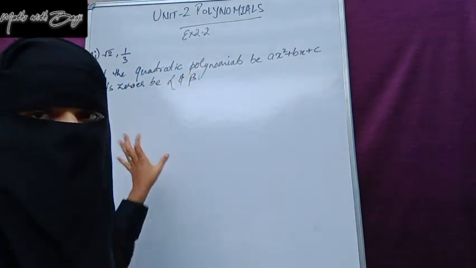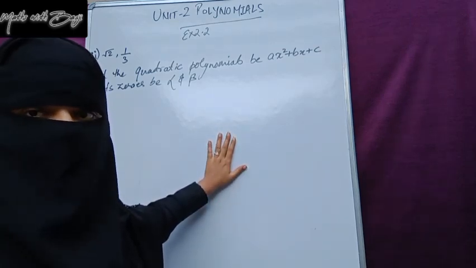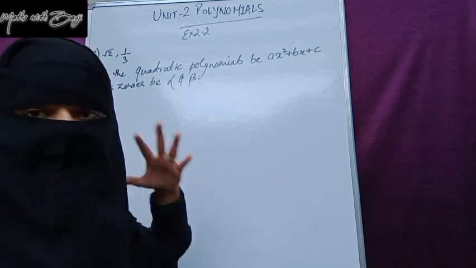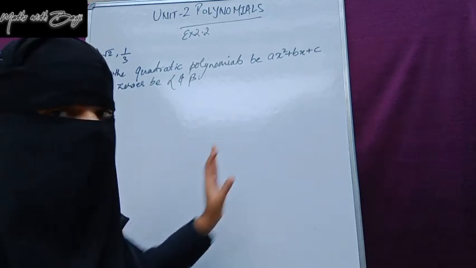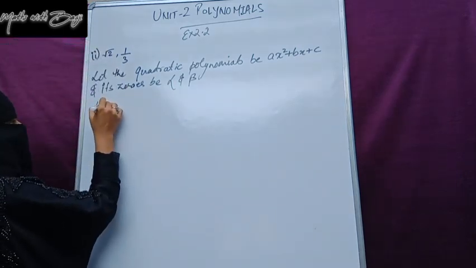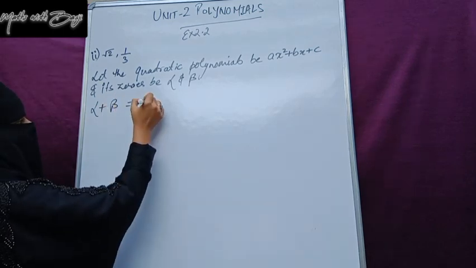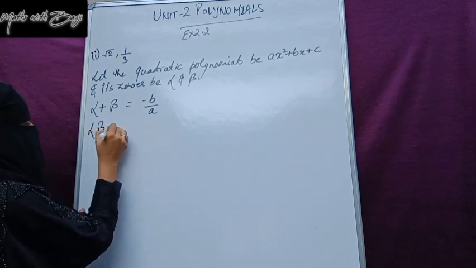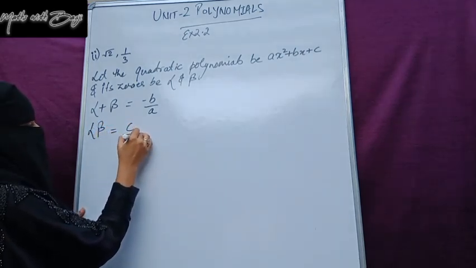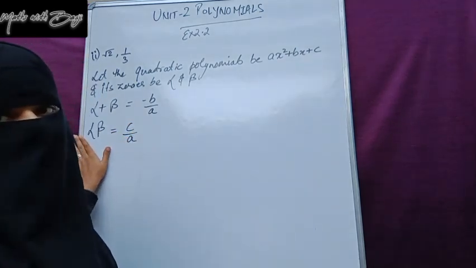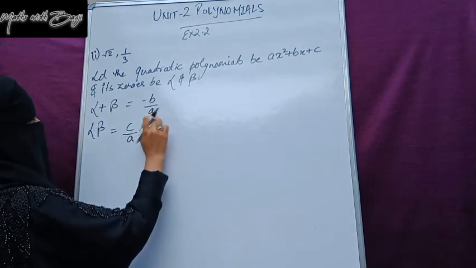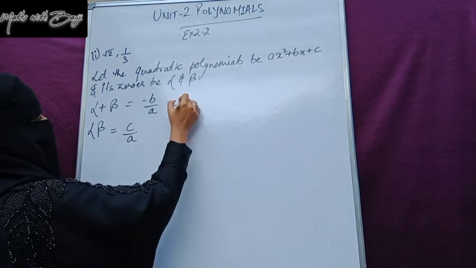Now I won't be writing that full question, sum of its zeros and product of its zeros. I'll go straight away. So we can say alpha plus beta equals minus b upon a, and alpha beta multiplied equals c upon a. This is the basic formula for the product, you know, and for the addition, you know. Now we know a is the denominator.